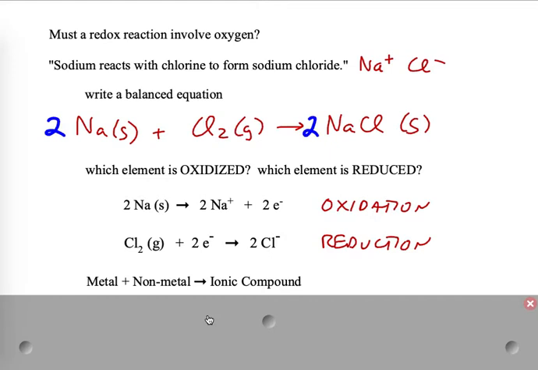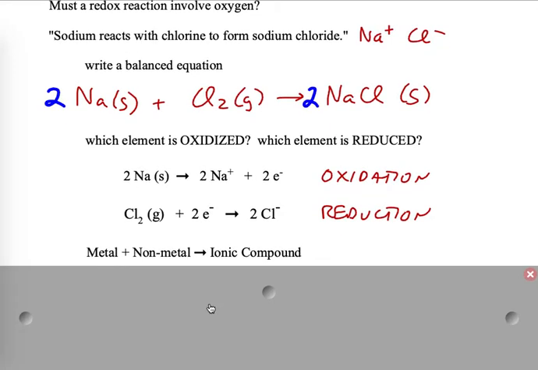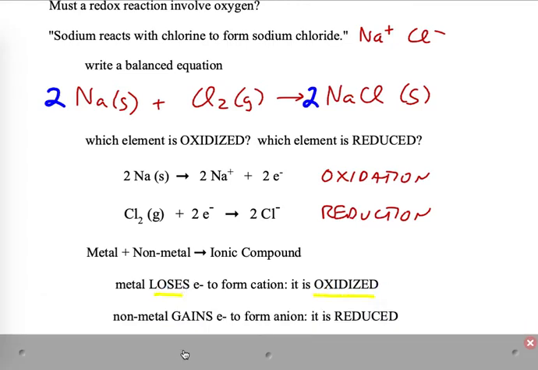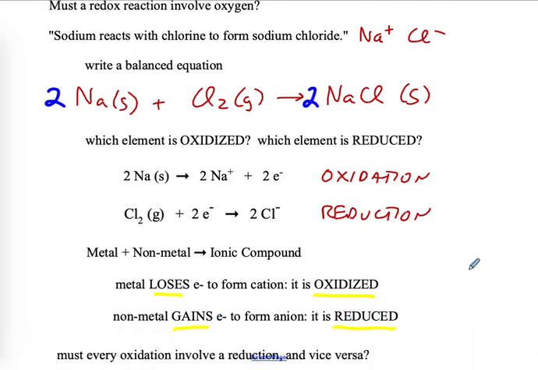So, anytime you have a reaction in which a metal and a nonmetal combine to form an ionic compound, it's really easy to tell not only that this is an oxidation reduction reaction, but who's being oxidized and who's being reduced, which is what we're trying to answer. The metal loses electrons to form a cation. Therefore, the metal is being oxidized. The nonmetal is gaining electrons to form an anion. Therefore, the nonmetal is being reduced.